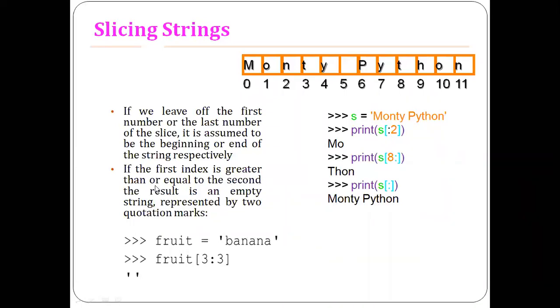If the first index is greater than or equal to the second, the result is an empty string represented by 2 quotation marks. So look at this example. fruit is equal to banana. What I'm doing is that I want to print the slice from 3 to 3. It should print an empty string, stating that there is no character here. You can either specify both the values, n and m, or you can specify only n, or only m. So that works fine.